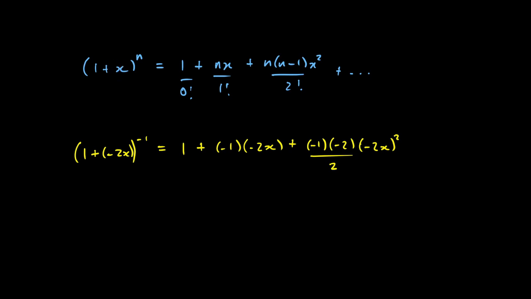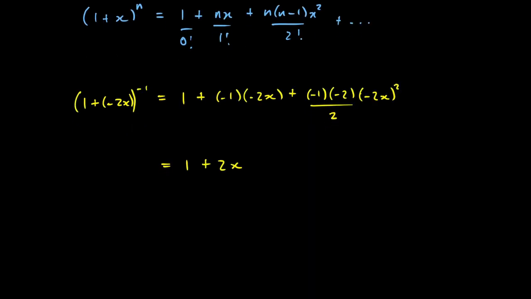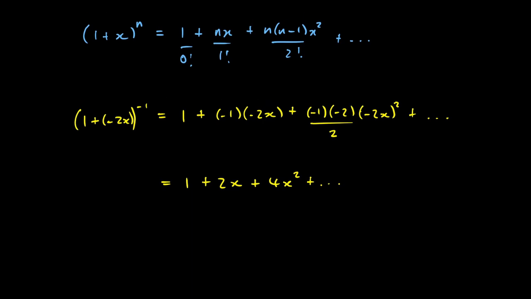So in this expansion where I've got x, right? So I've got x there. This would be nx. Sorry, my pen's not working. And this is x squared. Then here it's replaced with -2x, right? So I've got -2x there and a -2x squared there. All right. Now what I'm going to do is I'm going to simplify this. So I'm going to get 1. -1 times -2 is +2, so +2x. I've got -1 times -2, which is 2, divided by 2 is 1. And then -2x squared is plus 4x squared, right? And then plus... We're not interested in all the other terms. Okay, so that's the first thing.